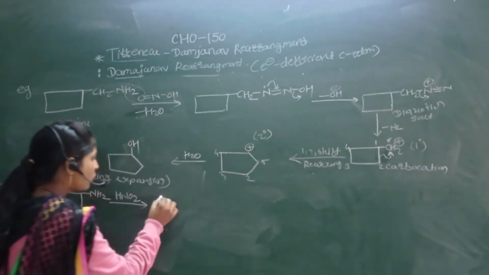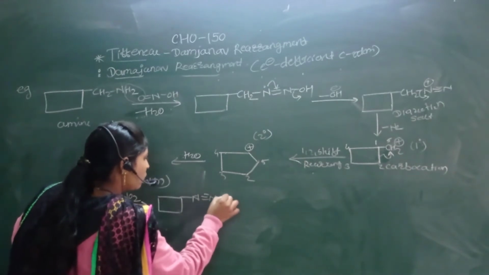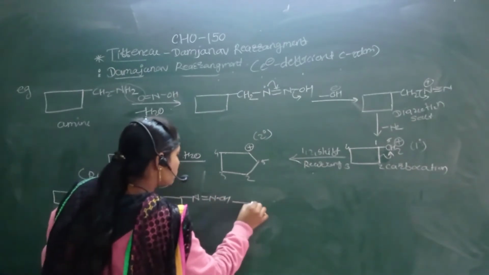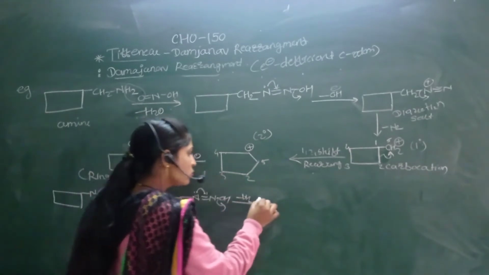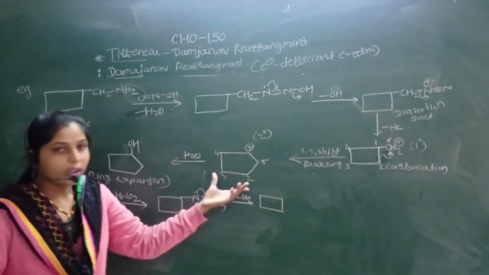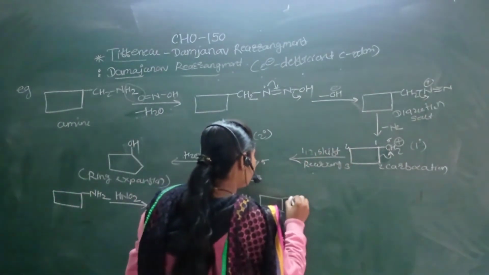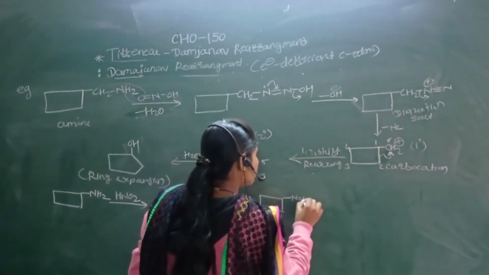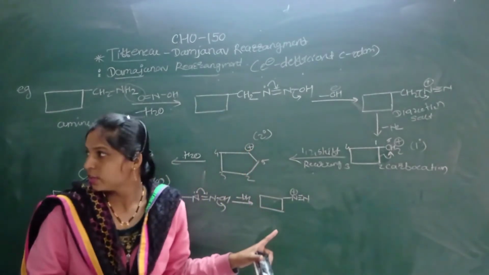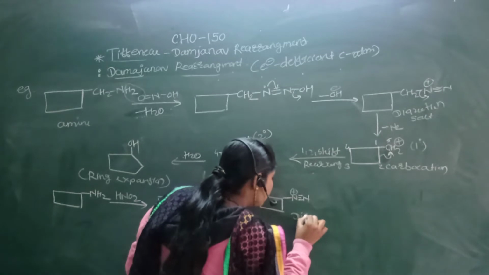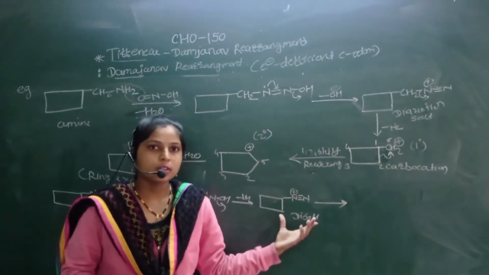So it reacts with this NH2, forming N double bond N OH. Simply minus OH, formation of the diazonium salt. In the same way, the same rearrangement takes place, forming the diazonium salt here by using nitrous acid. This nitrogen carries a positive charge. This is the intermediate from this Demjanov rearrangement.